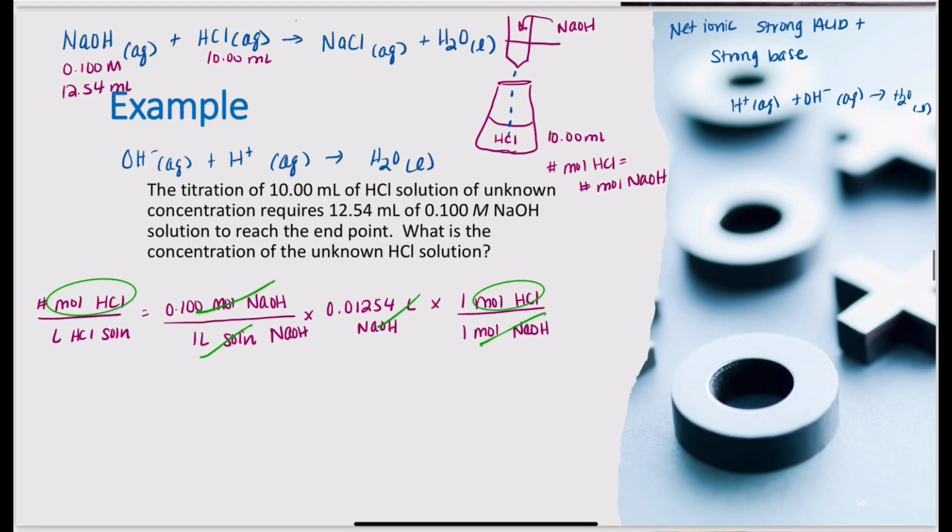How do I get my denominator? I just want that per liters of solution. So I'm going to say 1 over 0.01 and so on, 0.0100 liters of HCl solution, because that's how much solution was used. I've got my numerator, I've got my denominator. This equals out to 0.125 molar HCl. So if 10 mils of HCl took 12.54 mils of a 0.10 molar solution of sodium hydroxide to reach the endpoint, I know the concentration of HCl is 0.125 molar.